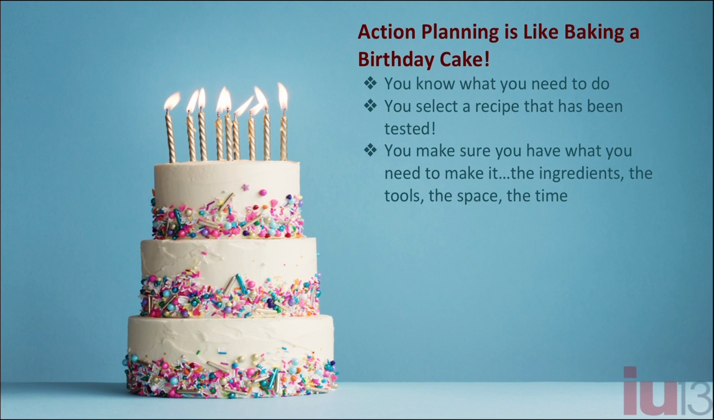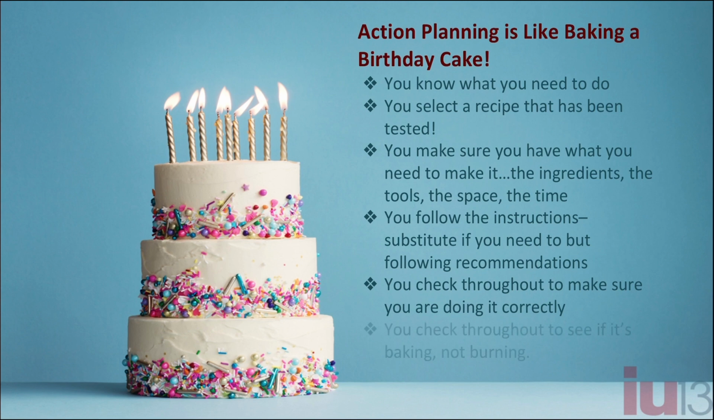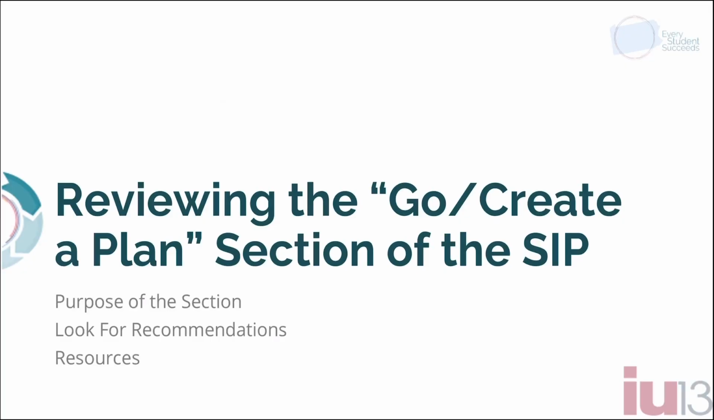Sometimes you make substitutions for ingredients, but mostly you do some research before doing that. You pause and you check to make sure you don't forget anything. And in the end, you share it with the person that's having the birthday, and you listen for their feedback to see how great the cake is. This video refers to the recipe portion of your school improvement plan. I'll share ideas for what to look for to know if a quality recipe has been written.